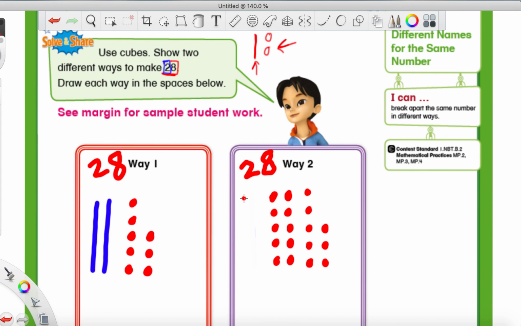I could even break that down and put how many more 1s. I would put 10 more 1s. 1, 2, 3, 4, 5, 6, 7, 8, 9, and 10. Now we still have the same number of pieces, the same total. Either way, we have 28.